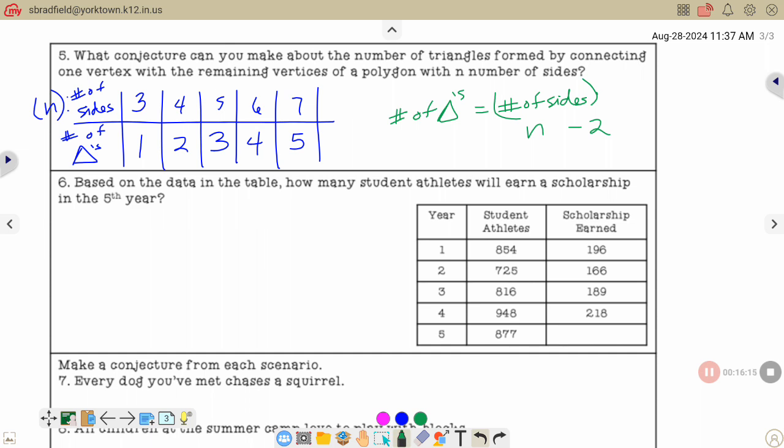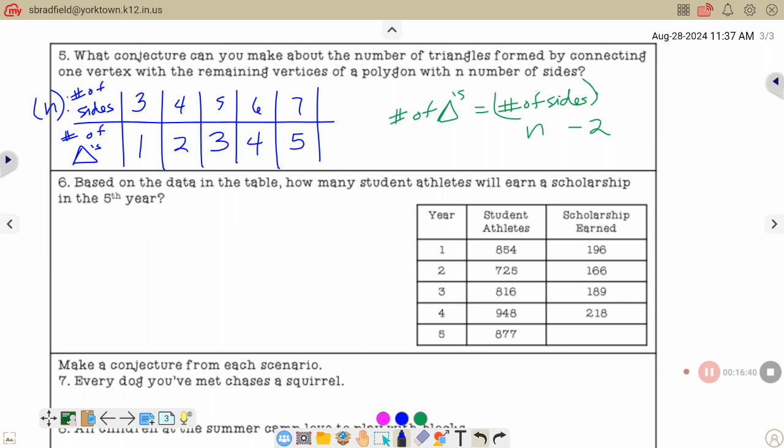Number 6, based on the data in the table, how many students will earn a scholarship? This is kind of a tricky one, so I'm going to do this with you, like pretty closely, so pay attention. Because if I look at the data and I look at the number of students, is it pretty consistent or is it up and down? Up and down. So it's kind of hard to tell, am I adding or subtracting something? So we're going to take this a little bit logically.